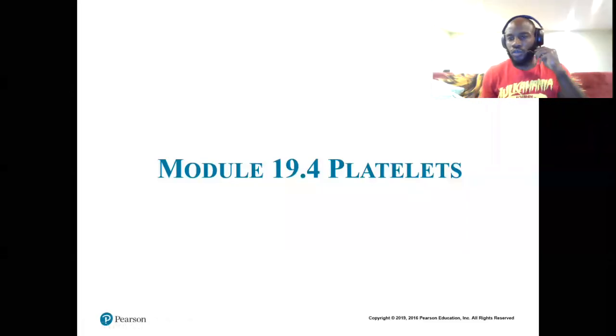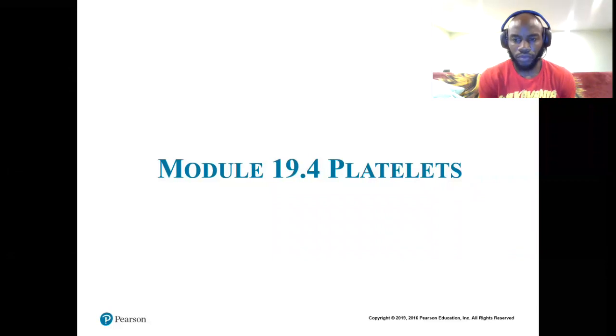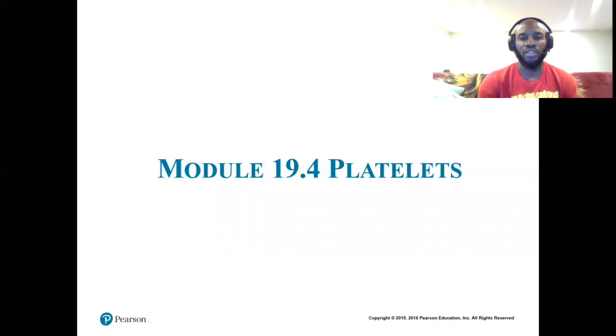Now we get into the platelets, another formed element inside of blood. So we have red blood cells, which are erythrocytes, and white blood cells, leukocytes. White blood cells are bigger than your red blood cells. We also have these small formed elements known as platelets, which I mentioned before have to do with blood clotting, and we'll talk about that here.